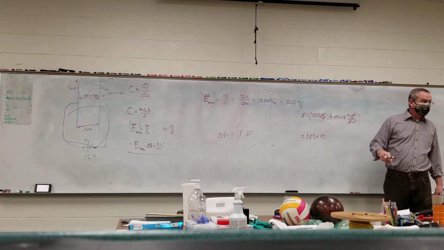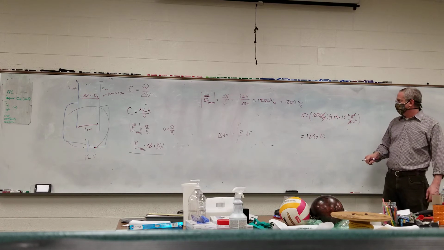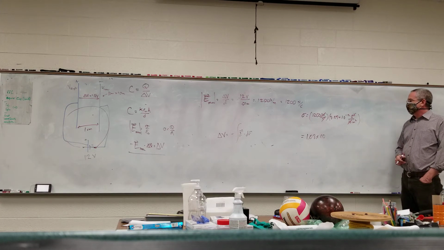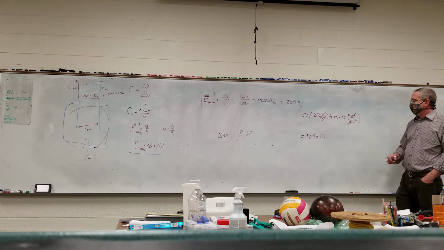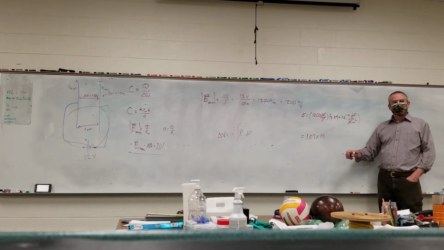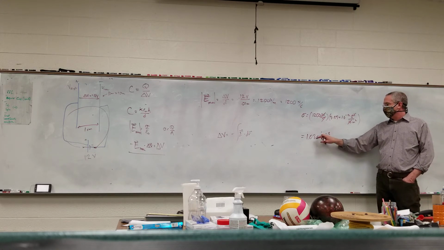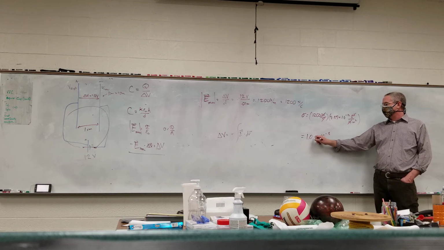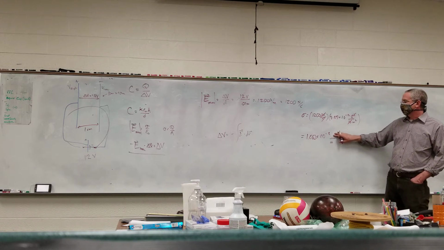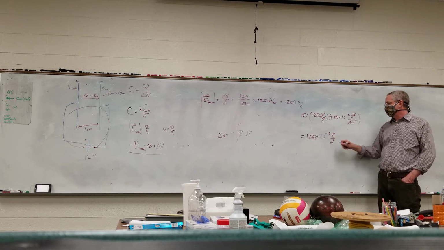Times 10 to the 13? Yeah. That's not what I got. I got 1.062 times 10 to the negative 8. Oh, wait, I did times K. Yeah, that would make a difference. Newtons per square meter. Nope, coulombs per square meter.